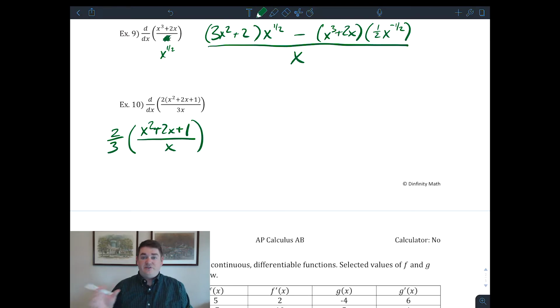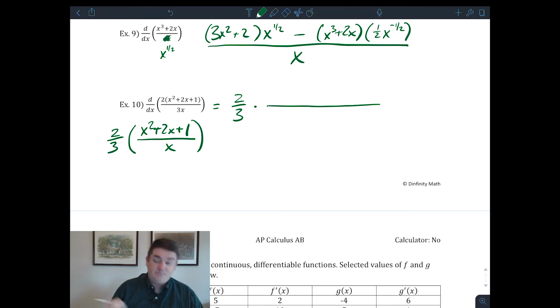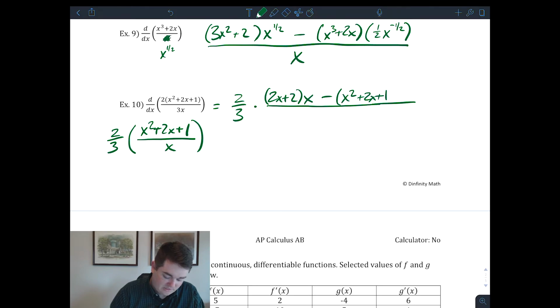When you take a derivative, a coefficient is just along for the ride. So the derivative of 5 sine theta would be 5 cosine theta. The derivative of 2/3 times x squared plus 2x plus 1 over x is going to be 2/3 times what I get using the quotient rule here. So this derivative is 2/3 times my derivative using the quotient rule, 2x plus 2 times x minus x squared plus 2x minus 1, plus 1 times 1 over x squared.